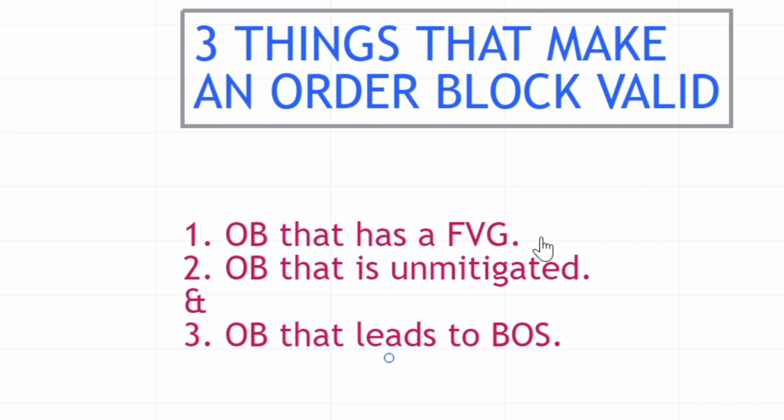If you're not familiar with this, you can drop a comment in the comment section telling me to explain what an FVG or a BOS is. They are very simple things. But in this video, I'll be giving you a light description of what FVGs are and what an unmitigated order block will look like, and what an order block that leads to a BOS will look like.